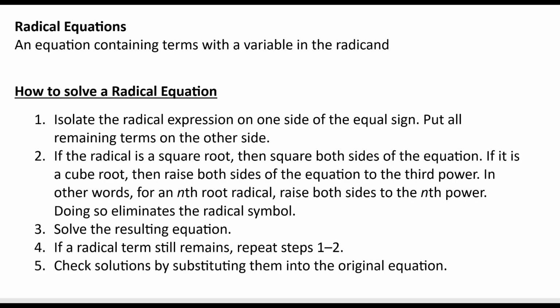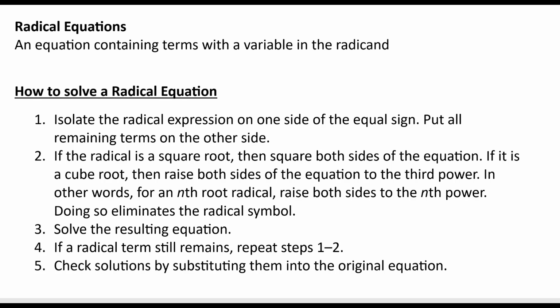Put all remaining terms on the other side. If the radical is a square root, then square both sides of the equation. If it is a cube root, then raise both sides of the equation to the third power. In other words, for an nth root radical, raise both sides to the nth power. Doing so eliminates the radical symbol.